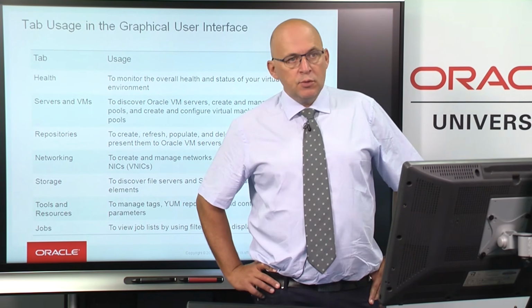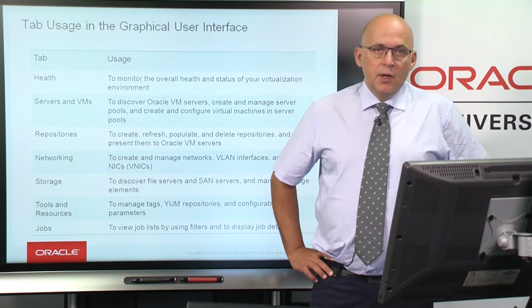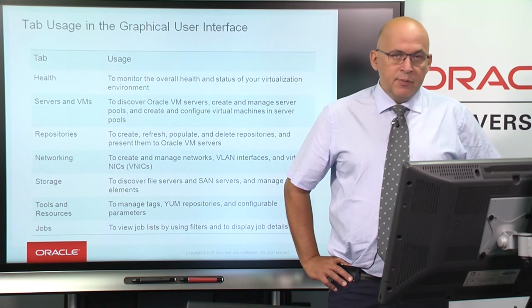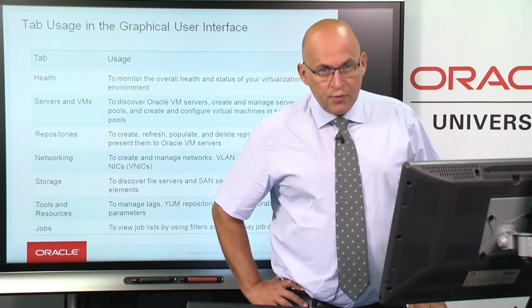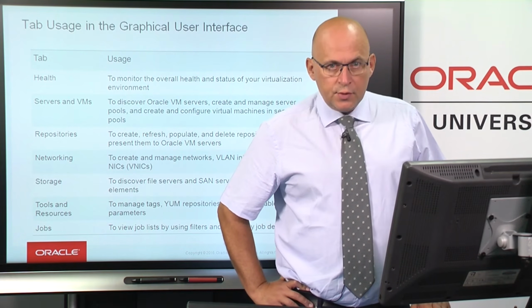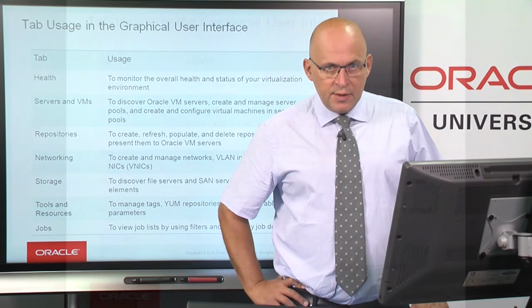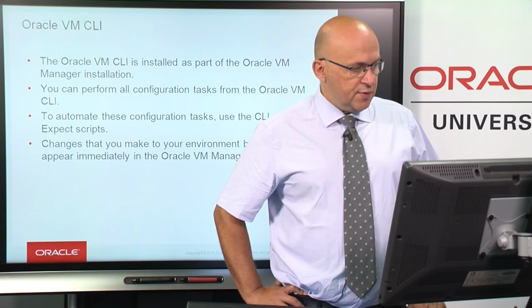The Networking tab will be used to create and modify networks that will be deployed into your infrastructure. Storage will give you a very precise idea about what you have discovered and what kind of storage is available for your configurations. And Tools and Resources is a very particular part that you can use to update and create Yum repositories and put some additional configuration parameters for your servers and jobs. It is the executions that you have to launch, either by the user interface, the command line, or the web services, to reconfigure your servers.